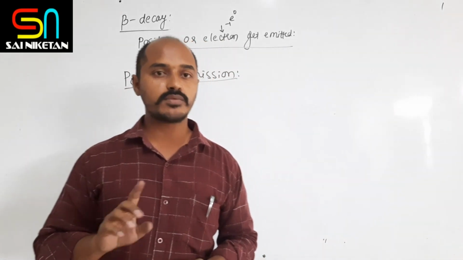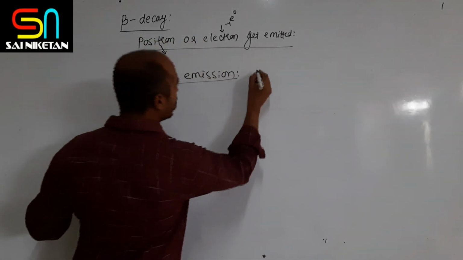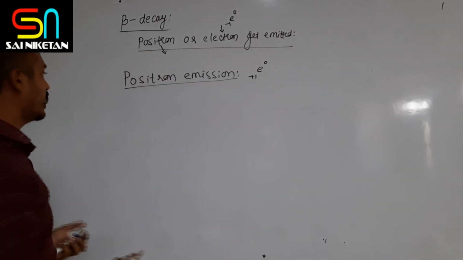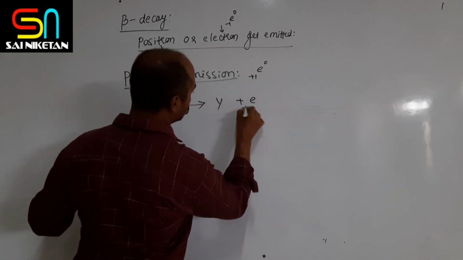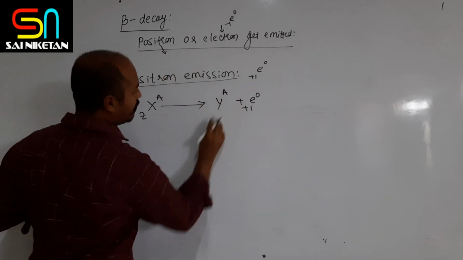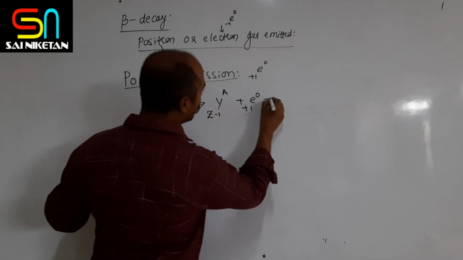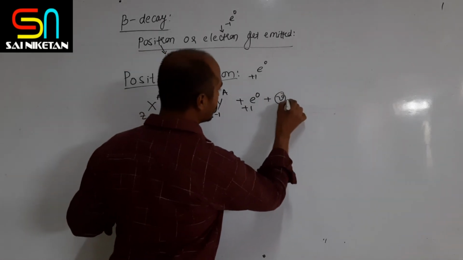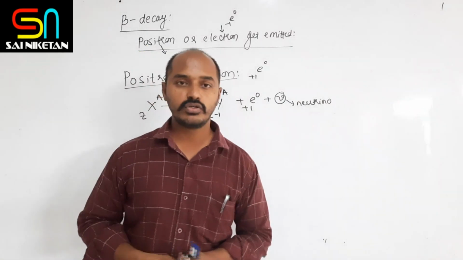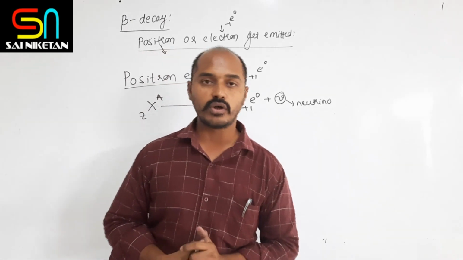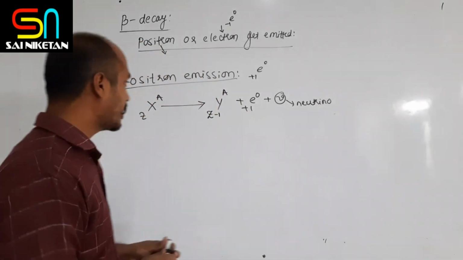In beta decay, one more possibility is there: the possibility of positron emission. A positron can be denoted by e plus 1, 0. If the parent element, say X with mass number A and atomic number Z, emits a positron, then the mass number does not change, but the atomic number is reduced by 1 along with the emission of a neutrino. So during positron emission, the mass number of the daughter nucleus is the same as the parent nucleus, but the atomic number is reduced by one.